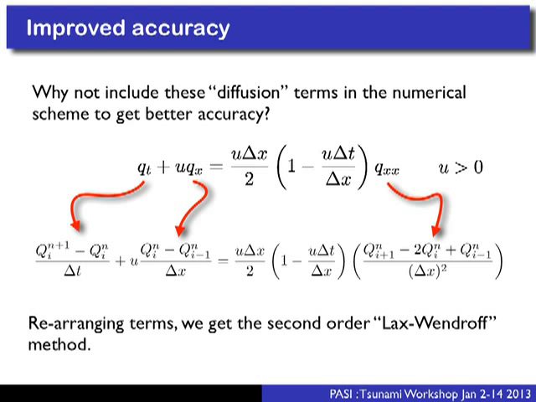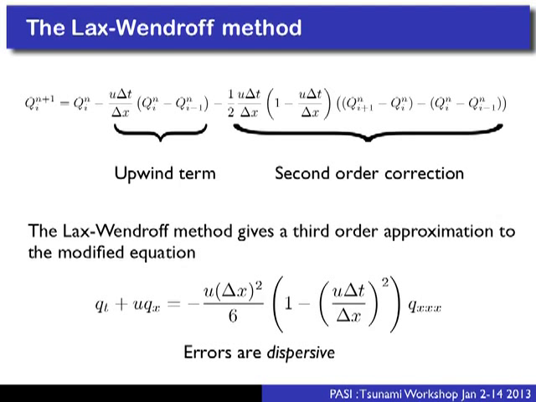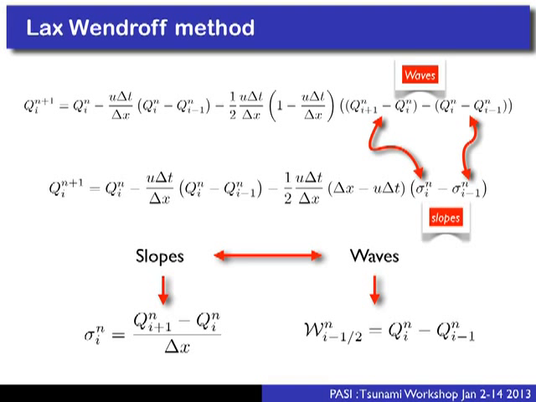And if we rearrange terms a little bit, it looks maybe a little more familiar. The Lax-Wendroff method involves some sort of upwind term, which is exactly our upwind scheme, plus a correction term, okay? And the truncation error for this is now on the order of h squared. The errors are going to look very different because they're actually dispersive errors, and that leads to other issues. This is exactly what we do to obtain higher order.